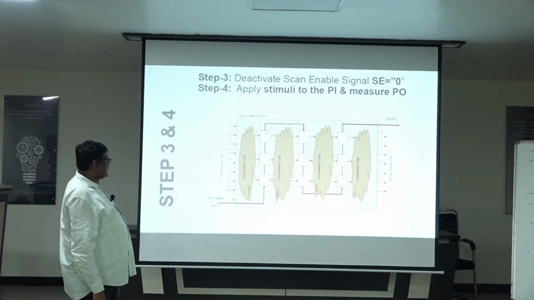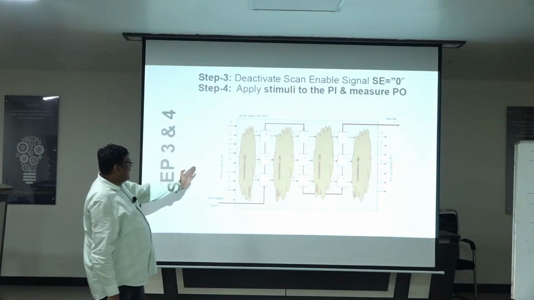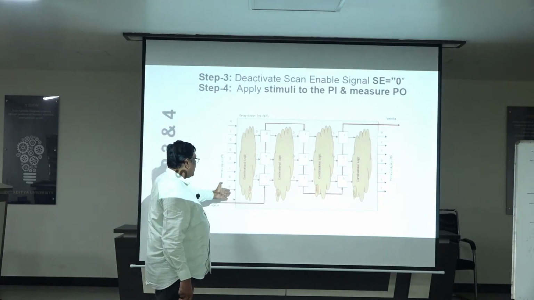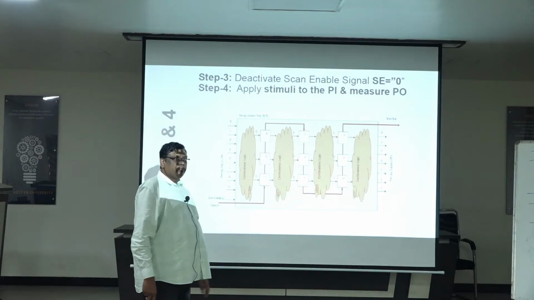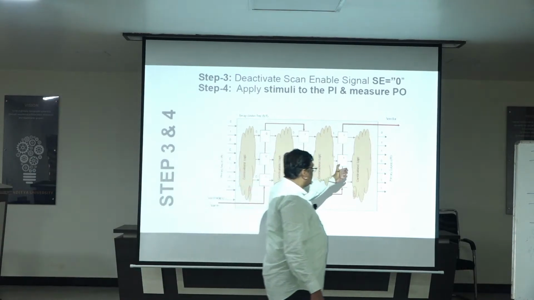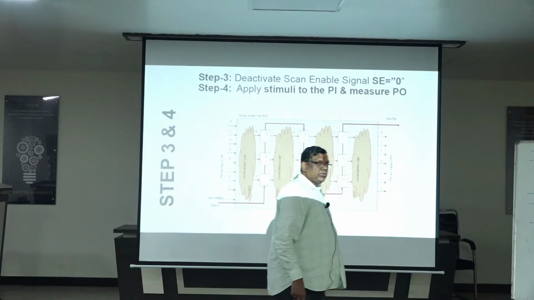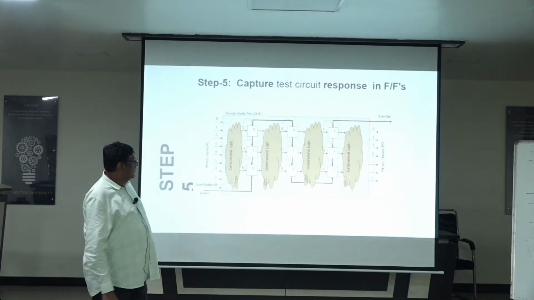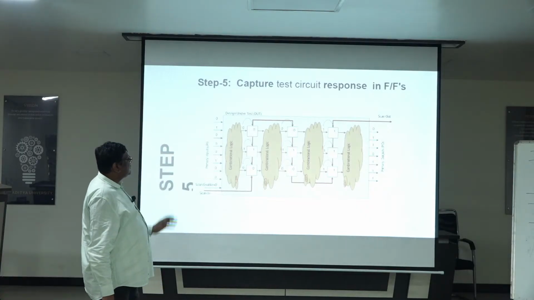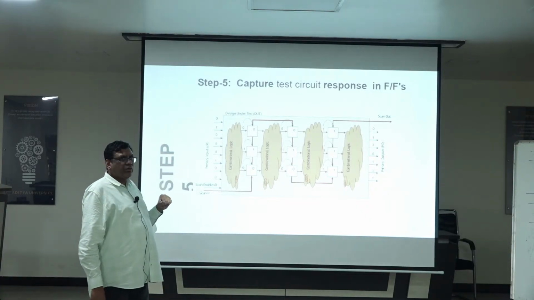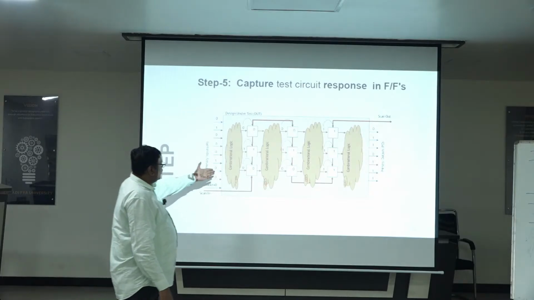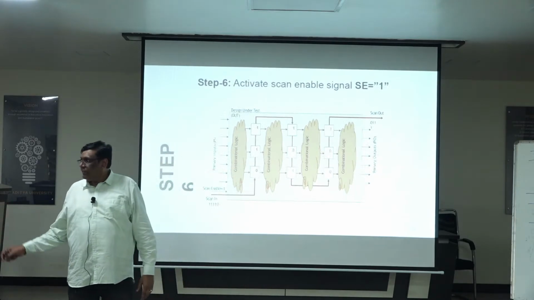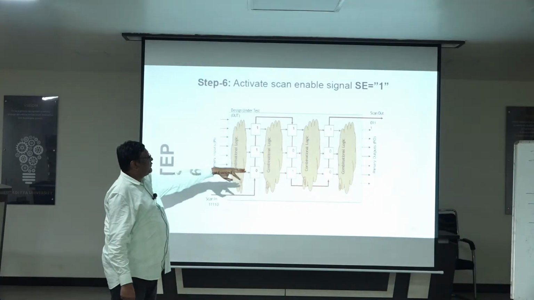Step 3 and step 4. Whenever I collect the data, the primary input data also has to be set, and this last COM data also has to be read out. That also will happen here. Next. Next one, shift out. This is the activity of a shift out. Actually it is loading into the flop. Next slide.